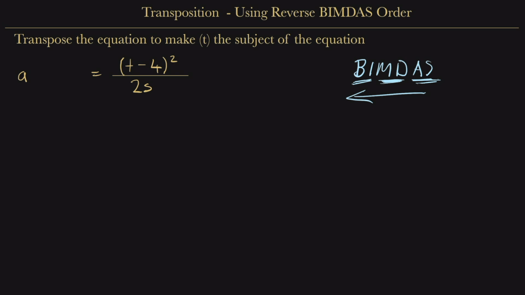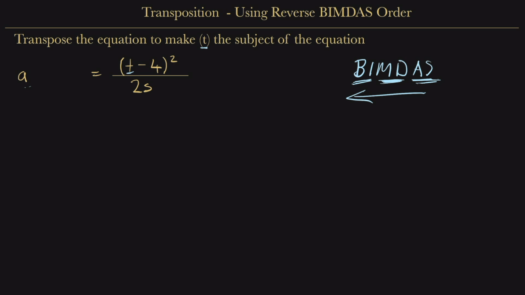All right, so here we've got a equals (t minus 4) squared over 2s, and we want to make t the subject. So I notice t is kind of caught all in the middle there. And I also notice that this whole expression here, that's one term. We don't have any plus whatever there as well. It's just all in one term. So we need to work out what our first step is going to be.